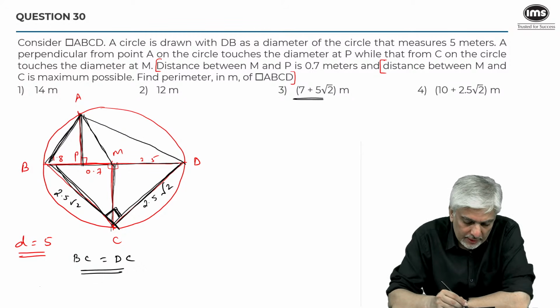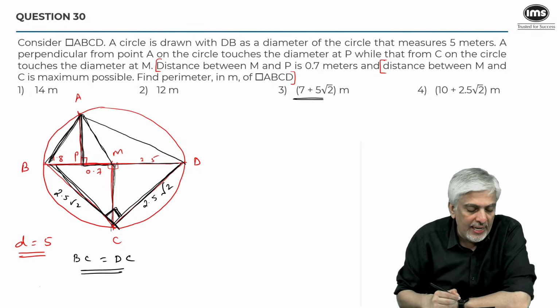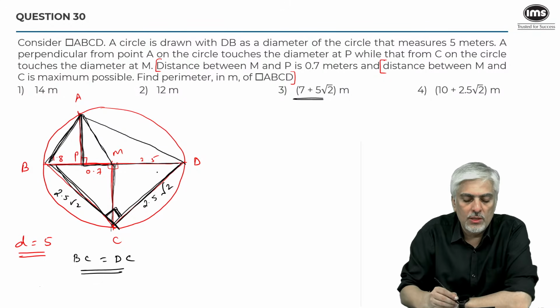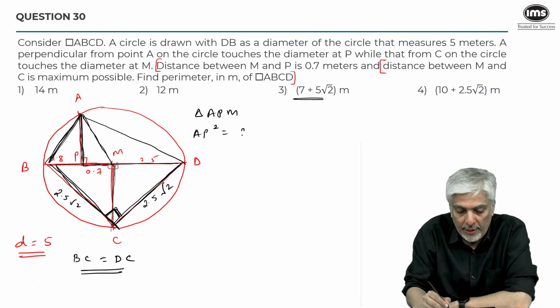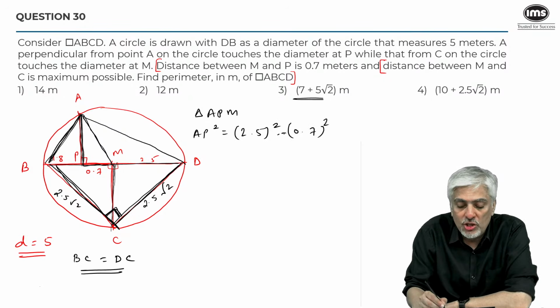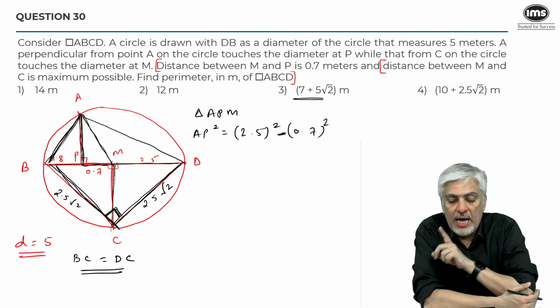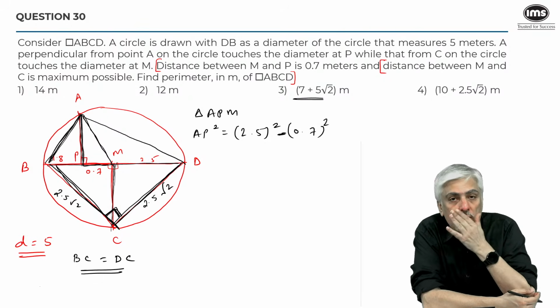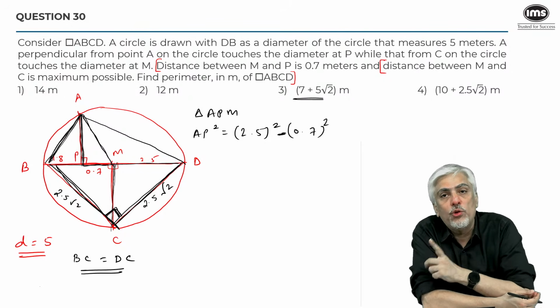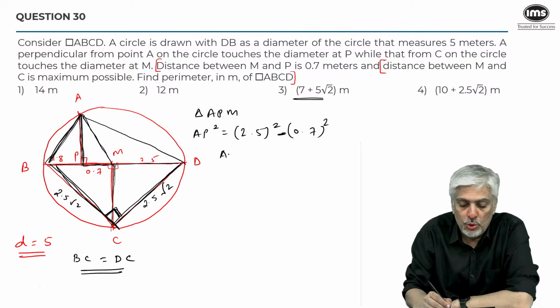Use Pythagoras over here. APM. What is APM? Triangle APM, I want AP square. AP square is 2.5 square minus 0.7 square. Please do not solve. After this step, do not solve. You should know 25 and 7 with Pythagoras triplet is 24. 7, 24, 25. So therefore, we should know this, that AP will come out to be 2.4.